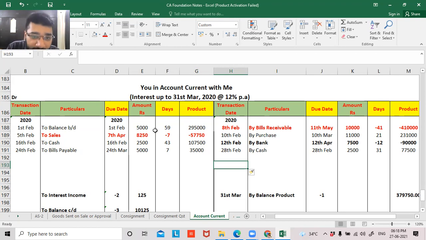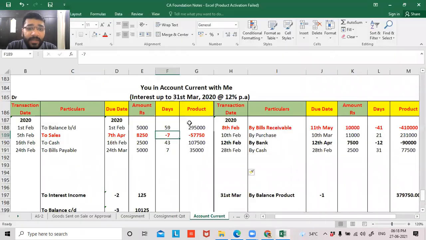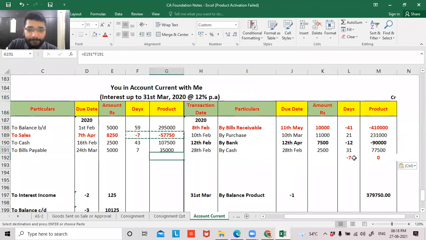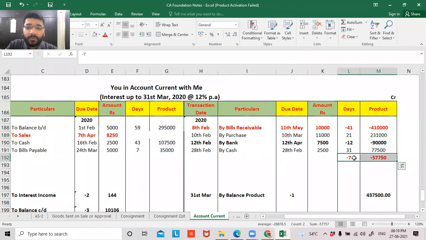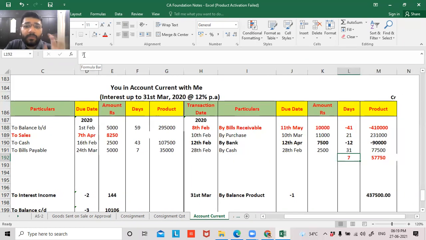So here, guys, this part, from the days column and the product column, what they've done is they have taken this to the other side. When it goes to the other side, it becomes positive. Yes or no? The product has become positive. Can you see that, all of you? Tell me, guys, yes or no? Yes, sir.